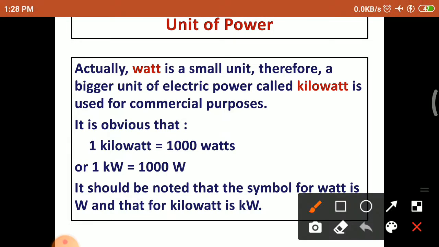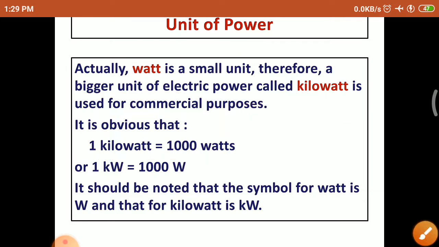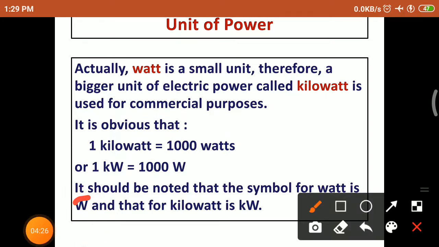Watt is a small unit. The bigger unit of electric power is kilowatt, and this kilowatt is used for commercial purposes. So 1 kilowatt equals 1000 watt. How can we write kilowatt? The k should be small and W should be capital. It should be noted that the symbol of watt is capital W, and the symbol of kilowatt is kW. The k should be a small letter.